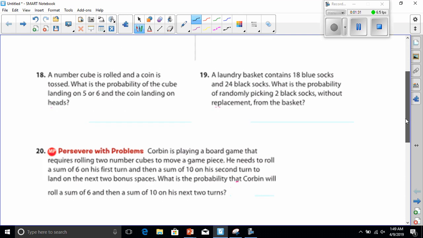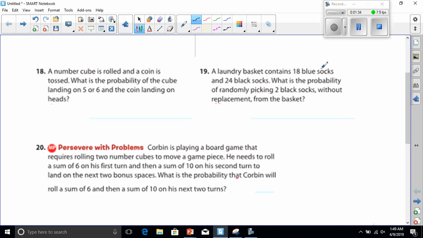Let's go to number 19. A laundry basket contains 18 blue socks and 24 black socks. What's the probability of randomly picking 2 black socks without replacing them from the basket? First, let's look at how many socks are a total. 18 plus 24. That's going to give us a whopping 42 socks. Now that we know we have 42 socks and we're picking 2 black socks, if there's 24 black socks, then that means there's 24 chances out of 42 that we're going to pick that.